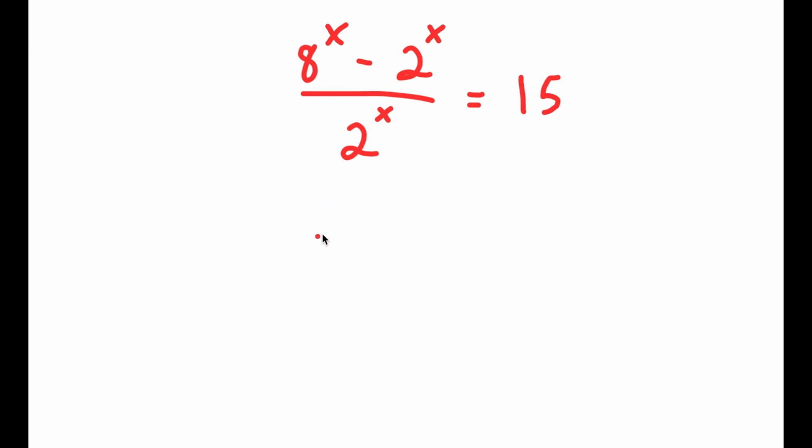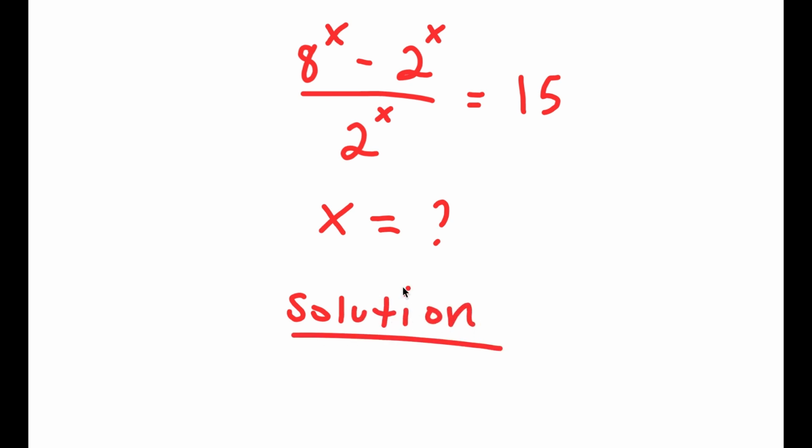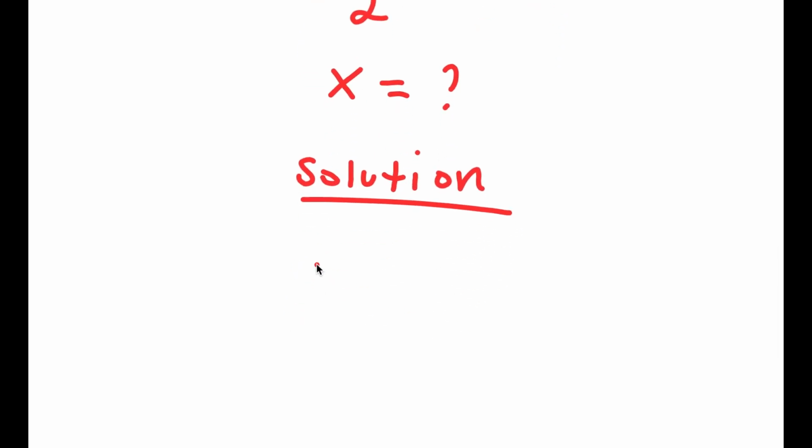Alright, so in this problem, I have (a to the power of x minus 2 to the power of x) over 2 to the power of x is equal to 15. So I obviously want to find the value of x here. So for my solution, I'm going to first start with (a to the power of x minus 2 to the power of x) over 2 to the power of x is equal to 15.